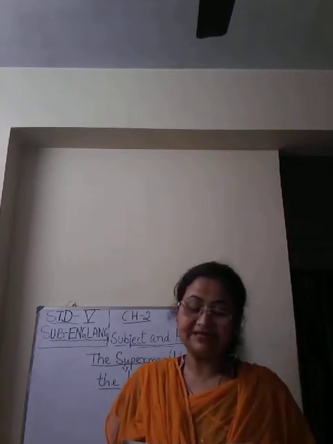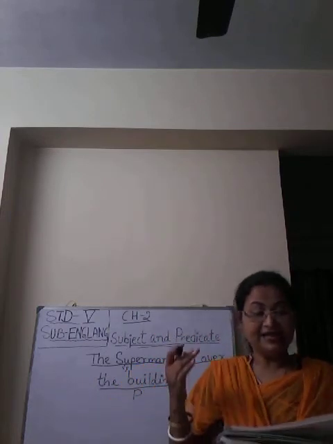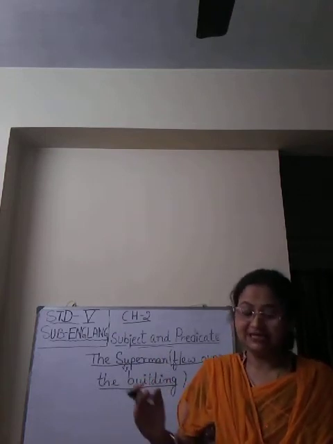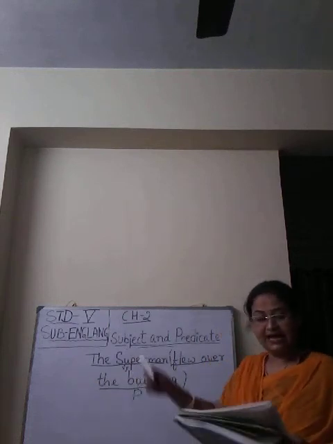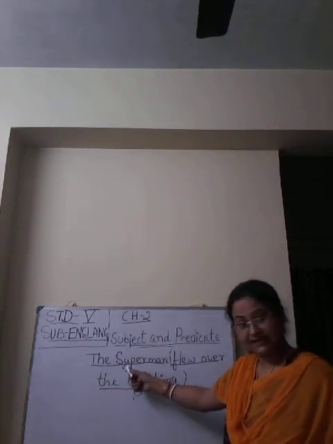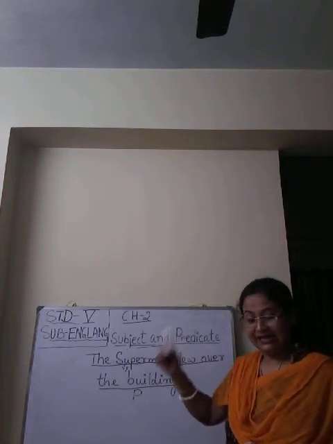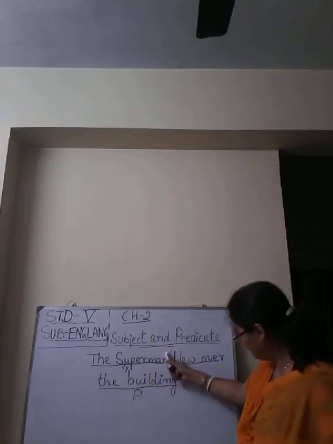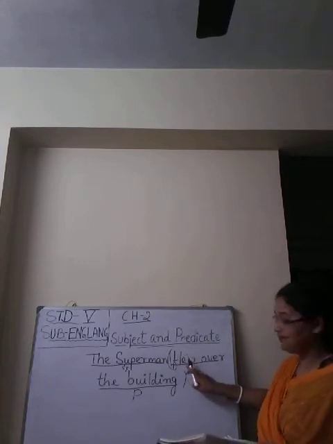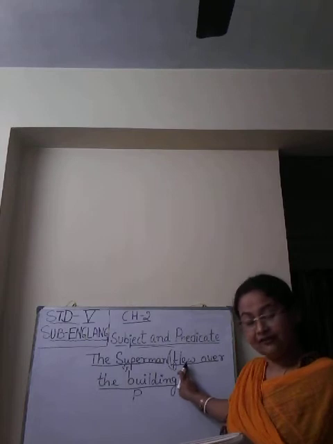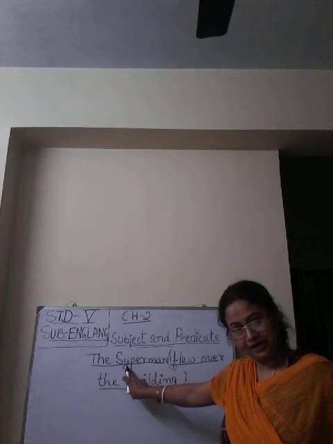Is it clear, subject and predicate? Once again, as a revision, every sentence has two parts, subject and predicate. The name or thing we speak about is the subject, and what is said about the subject is called the predicate. A predicate contains a verb. Our predicate is "flew", from "flew" to "building", isn't it? So a predicate always contains a verb and the subject contains a noun or a pronoun.